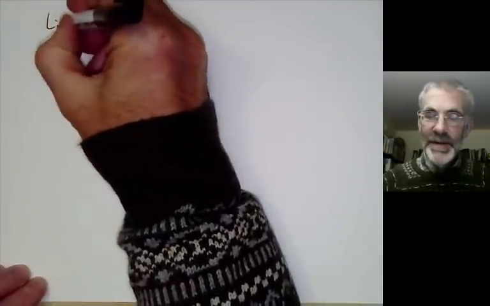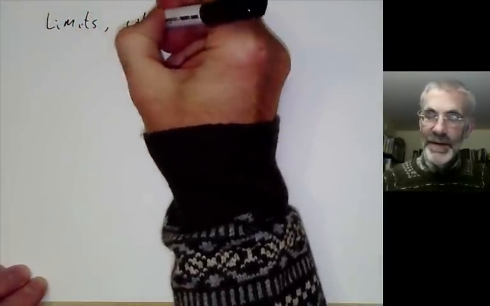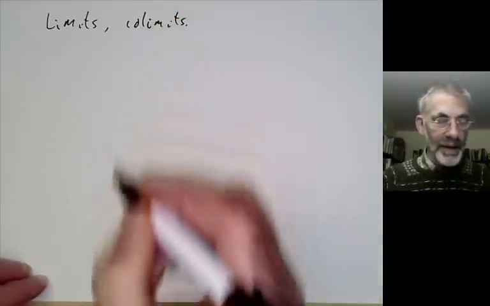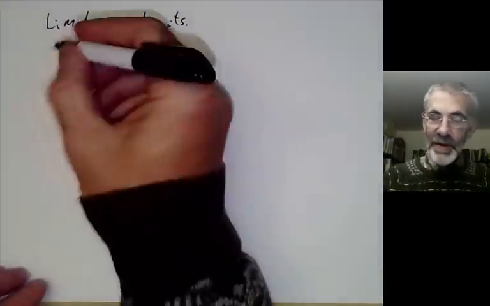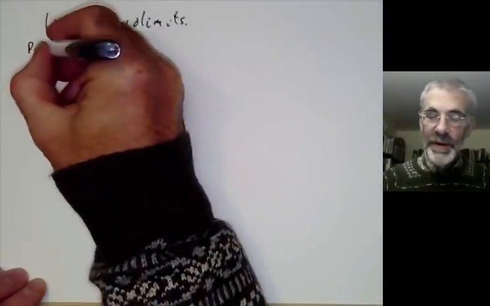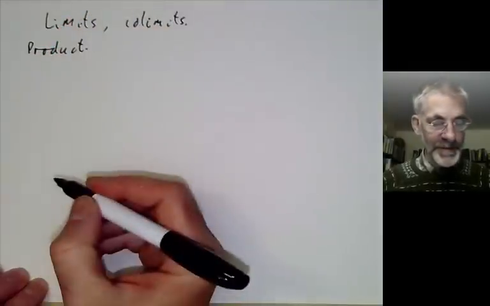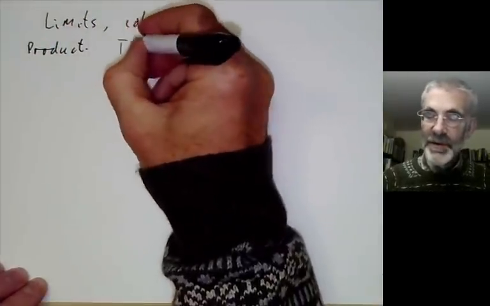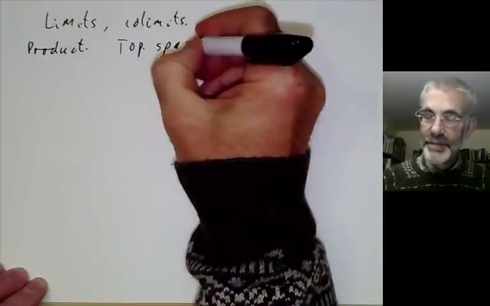This lecture is part of a short online course on category theory and will be about limits and colimits in categories. So I'll start with a simple example of a limit, which is a product of two objects. To be definite, let's look at topological spaces.